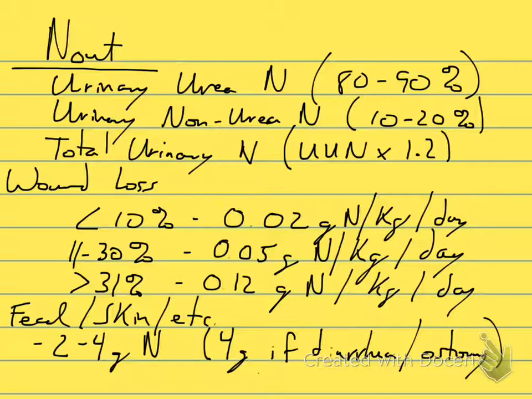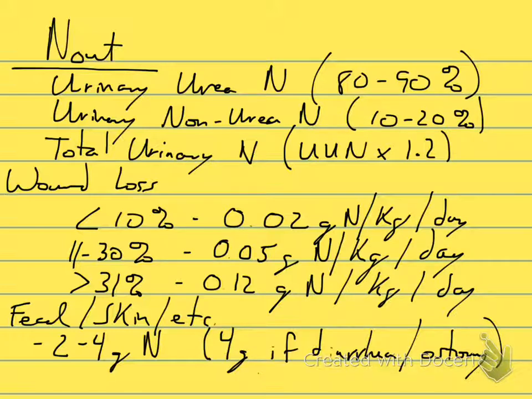So total urinary nitrogen is basically, if you take your urinary urea nitrogen and multiply that by 1.2, that will make up for the other 10 to 20% that's non-urea, and that will give you your total urinary nitrogen losses.